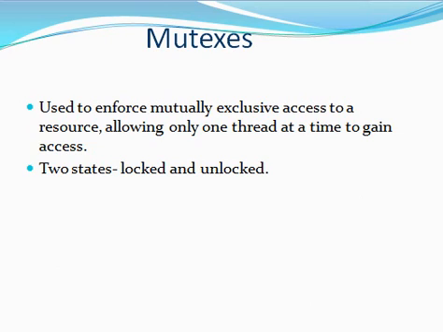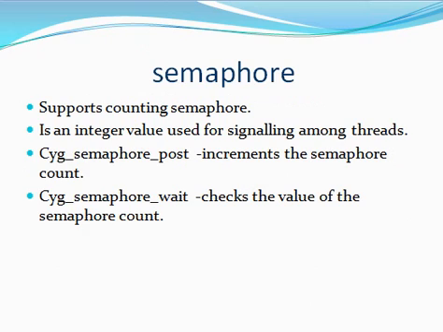The next synchronization mechanism is semaphores. It supports a counting semaphore, which is an integral value used for signaling among the threads. Some of the examples are cyg_semaphore_post, which increments a semaphore count, and cyg_semaphore_wait, which checks the value of the semaphore count.